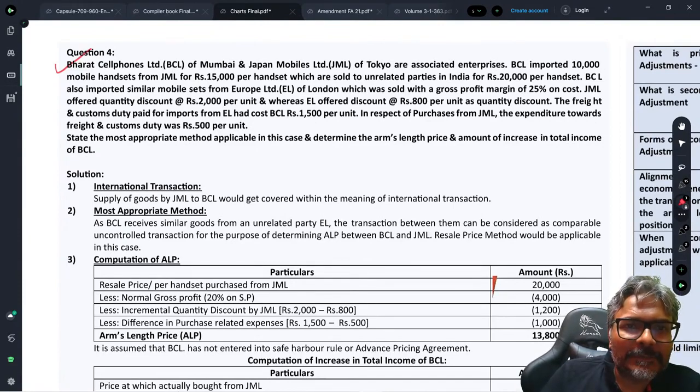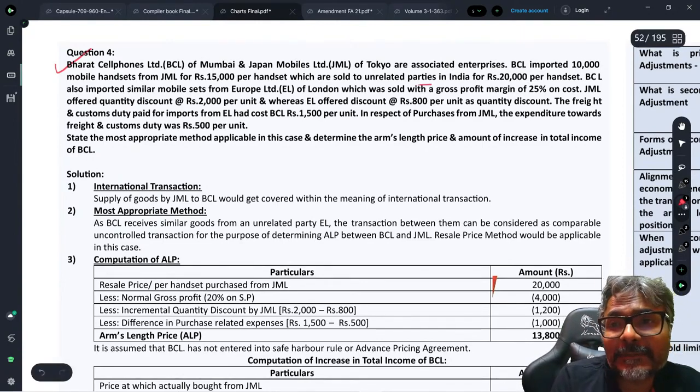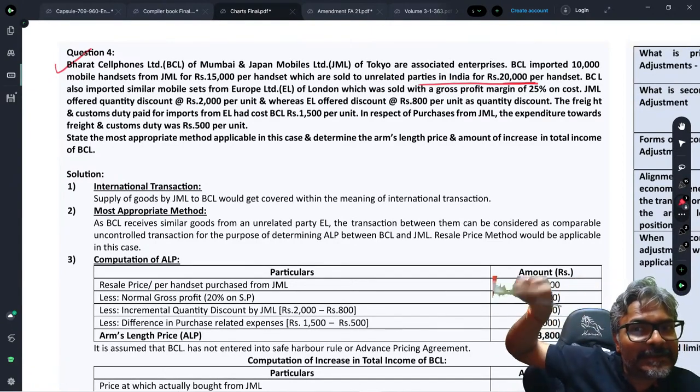Bharat Cell Phones Limited, BCL of Mumbai, and Japan Mobiles Limited, JML of Tokyo, are associated enterprises. Good that they have told it outrightly. BCL imported 10,000 mobile handsets from JML for Rs. 15,000 per handset, which are sold to unrelated parties in India for Rs. 20,000 per handset. So be careful, students. BCL is importing 10,000 mobile handsets, which are sold to unrelated parties for Rs. 20,000. Can you see the resale price by the Indian AE is 20,000?